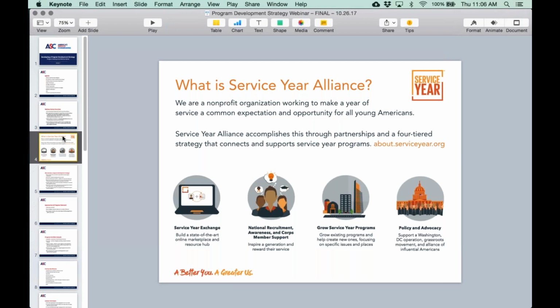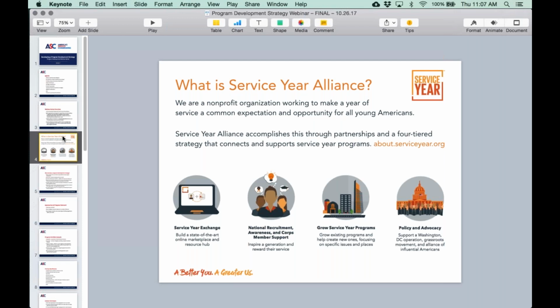So you'll see the Service Year Exchange that many of you are familiar with, which is the online marketplace for potential members and programs to find one another. The second bucket is national recruitment awareness and core member support. So really trying to create that national conversation about inspiring individuals to serve their community through AmeriCorps and other like programs. The third area, which really fits into the bucket we're talking about today, is growing Service Year programs.